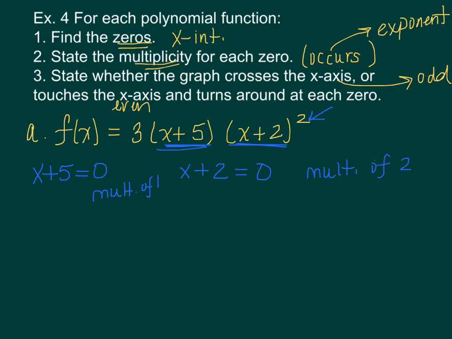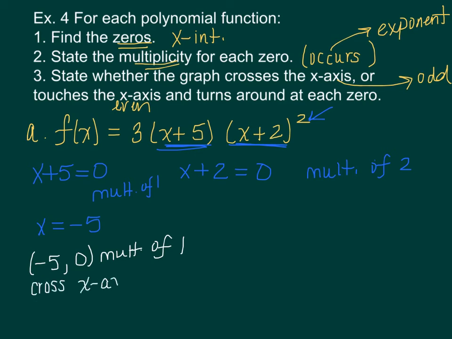So I'm going to set it equal to 0. So this 0 is -5, 0, with the multiplicity of 1. It only occurred one time. And since the multiplicity is odd, this will cross the x-axis. And if you have a graphing calculator, you can actually type it in so you can see how it looks.